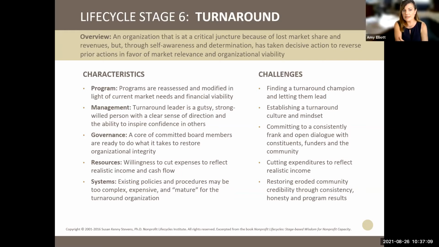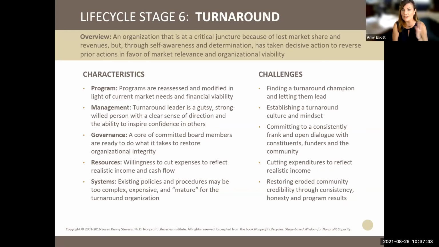Willingness to cut expenses to reflect income and cash flow. So a willingness to be creative and to be realistic at that point, based on what's happened. So this may be ringing many, many bells. Existing policies and procedures may be too complex, right? We need to be nimble, we need to be agile if we're going to come back. And so probably we don't have to send that paper form through four signatures. Let's have a dual signature approach, and let's do it via email.